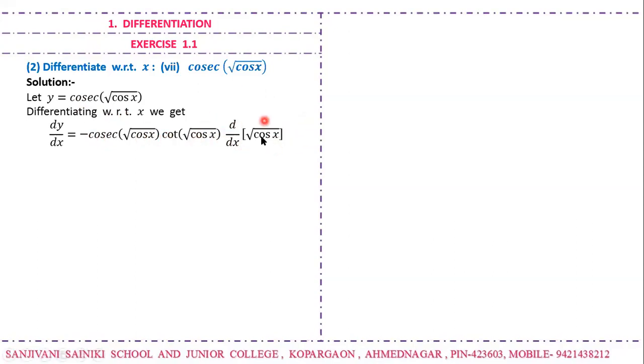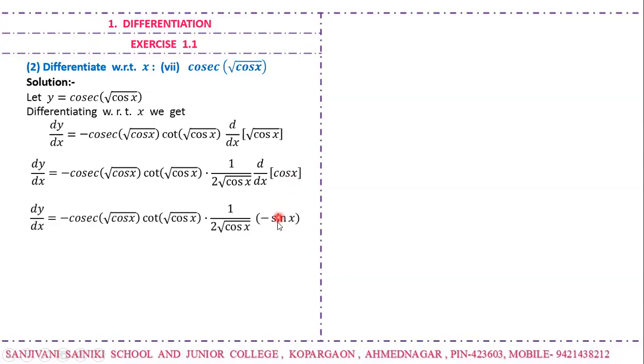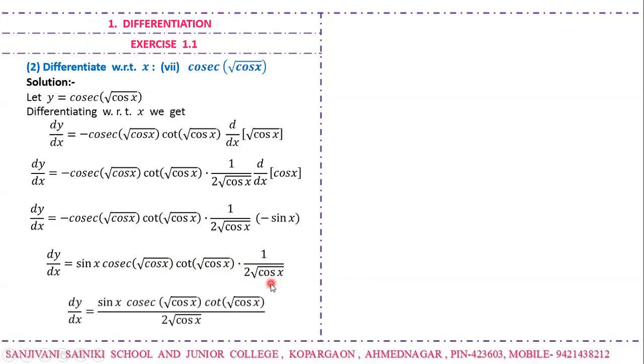F dash of x means d by dx of root cos x. Now how to find d by dx of root cos x? It is root f of x, its derivative is 1 upon 2 root f of x into f dash of x. So f of x is cos x. What is the derivative of cos x? It is minus sine x. So simplify it, this minus and this minus will cancel each other, and what you get is sine x cosec root cos x cot root cos x into 1 upon 2 root cos x. So this is the derivative of this function.